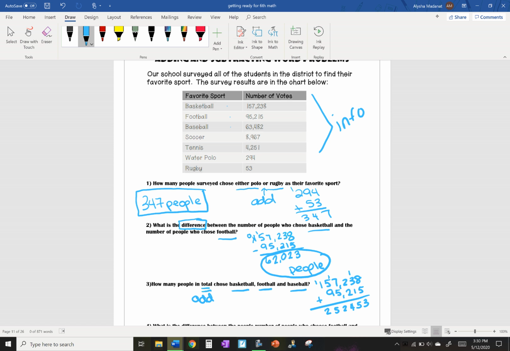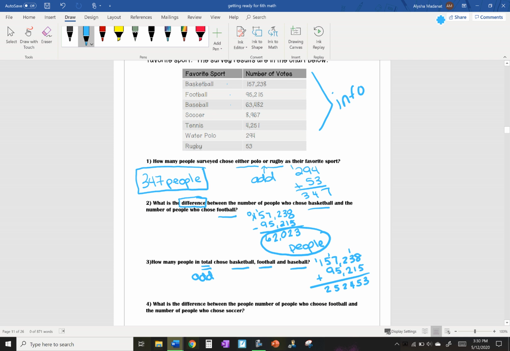Now you're not done because we also have to do baseball. So I'm going to move my numbers over. So I'm going to do 252,453. Put my comma between my 3. Line up baseball, 63,482. Again, we're still adding. So 5, 9, 10, 11, 12, 13, 8, 9, 5, 11, and 3. So my total would be 315,935 people.